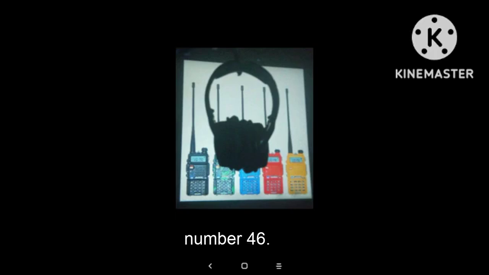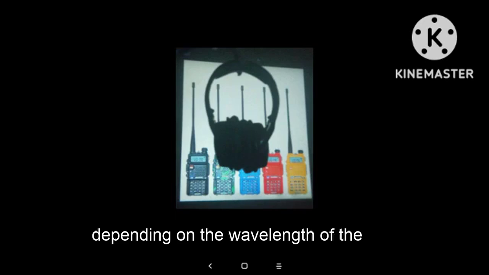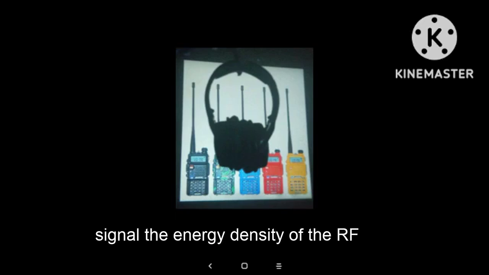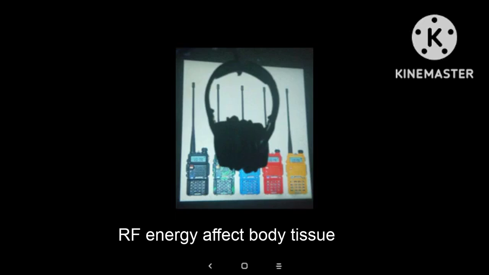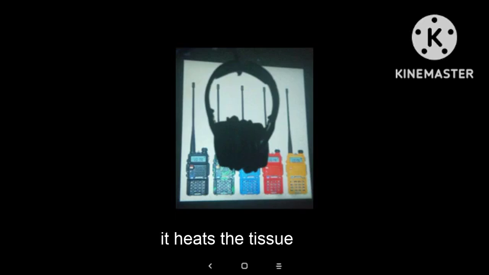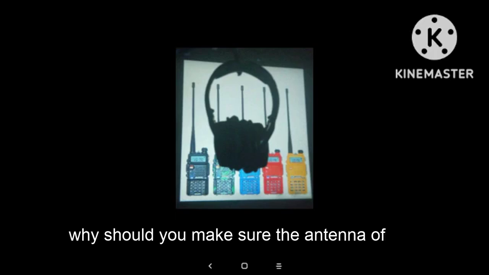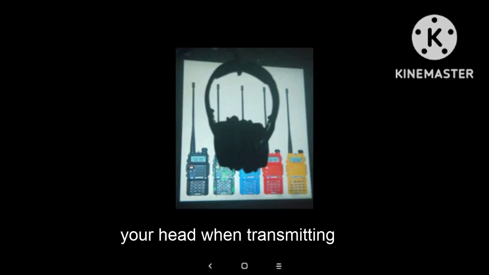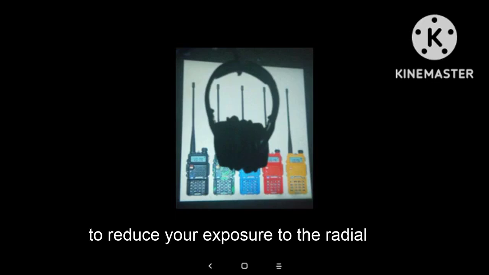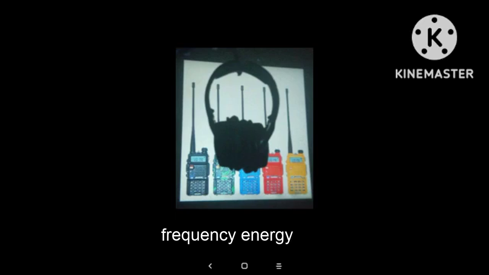Number 46. Depending on the wavelength of the signal, the energy density of the RF field, and other factors, in what way can RF energy affect body tissue? It heats the tissue. 47. Why should you make sure the antenna of a handheld transceiver is not close to your head when transmitting? To reduce your exposure to the radio frequency energy.